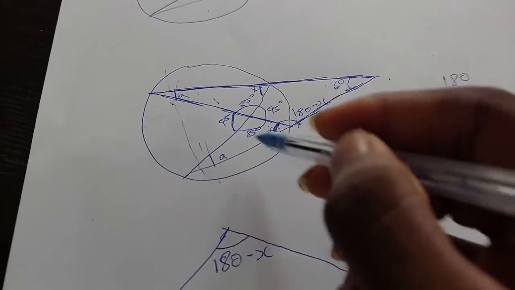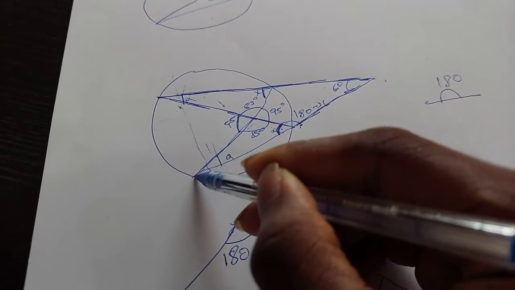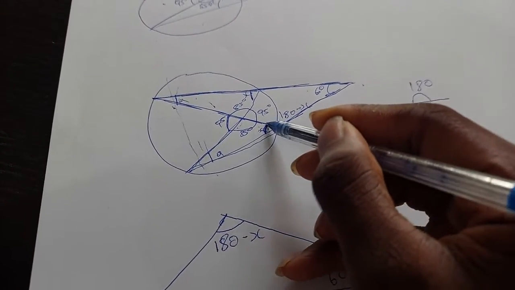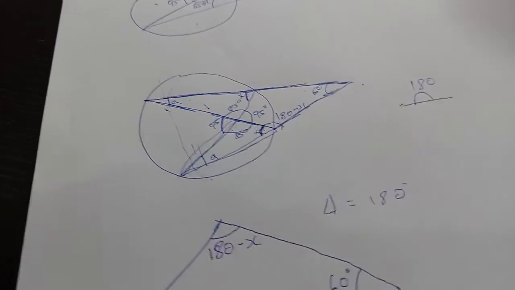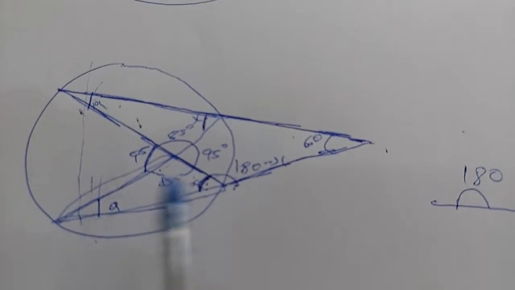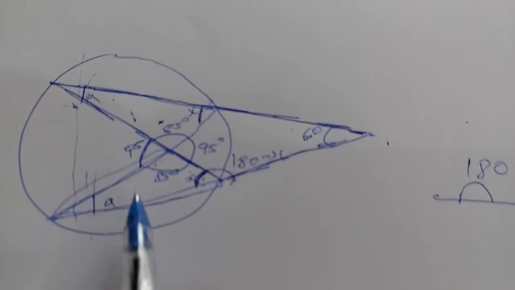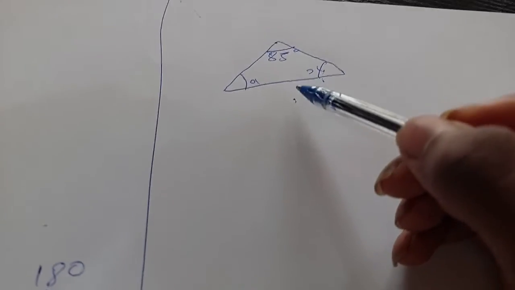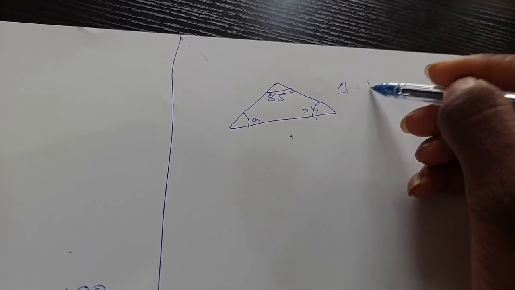Now I'm going to bring out another triangle from this question, and that will be this triangle here. Follow my hand. I'm going to bring it out. Now I've brought out that triangle. As you can see, that was the triangle that was here. 85, E, X. You can also say it's this triangle, 85, A and X. We're going to follow the same principle. Sum of angles in a triangle is 180.